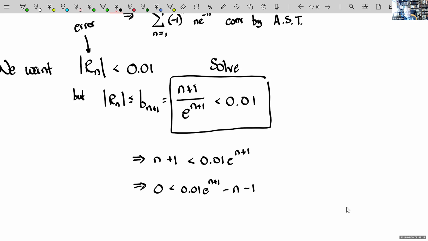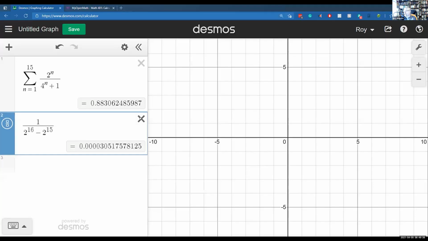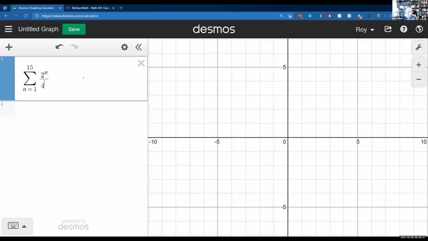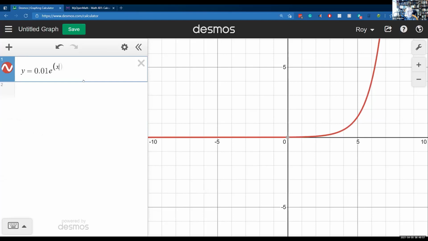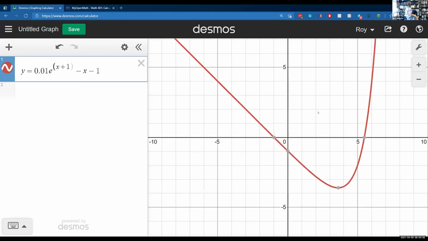How are you going to do that? Well, you can go over to Desmos in our very last minute here, and you're going to graph y equals 0.01 e to the (x plus 1) minus x minus 1. And we wanted that to be greater than 0.